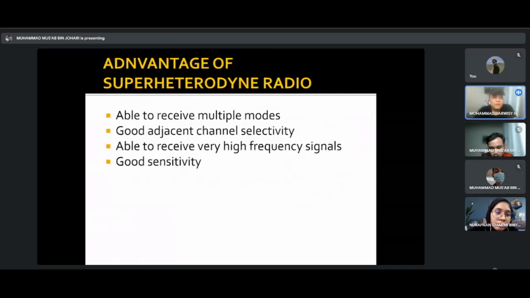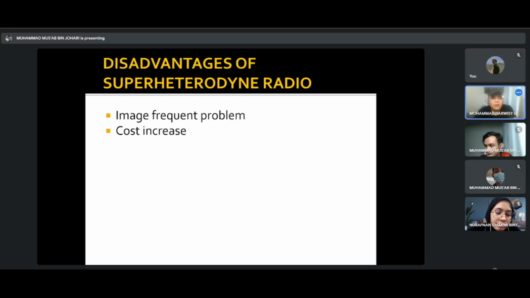Okay, so these are the advantages of superheterodyne radio. First is able to receive multiple modes. Two, good adjacent channel selectivity. Third is able to receive very high frequency signals. And the fourth is good sensitivity. The disadvantages of superheterodyne radio are the image frequency problem and increased cost.